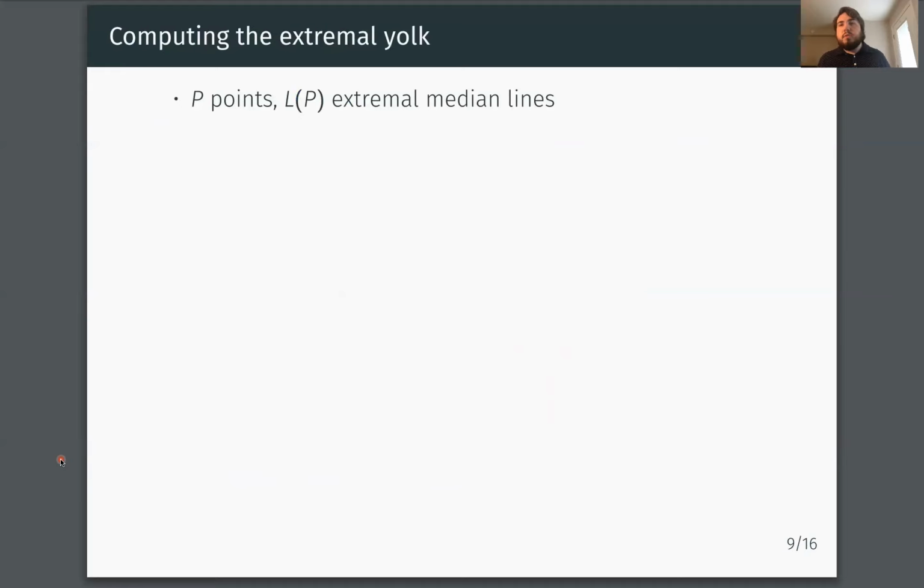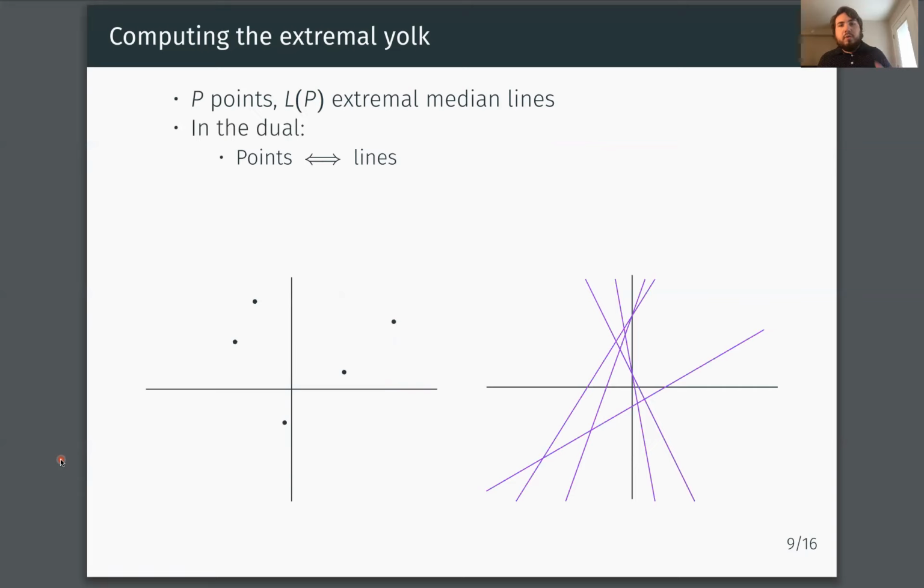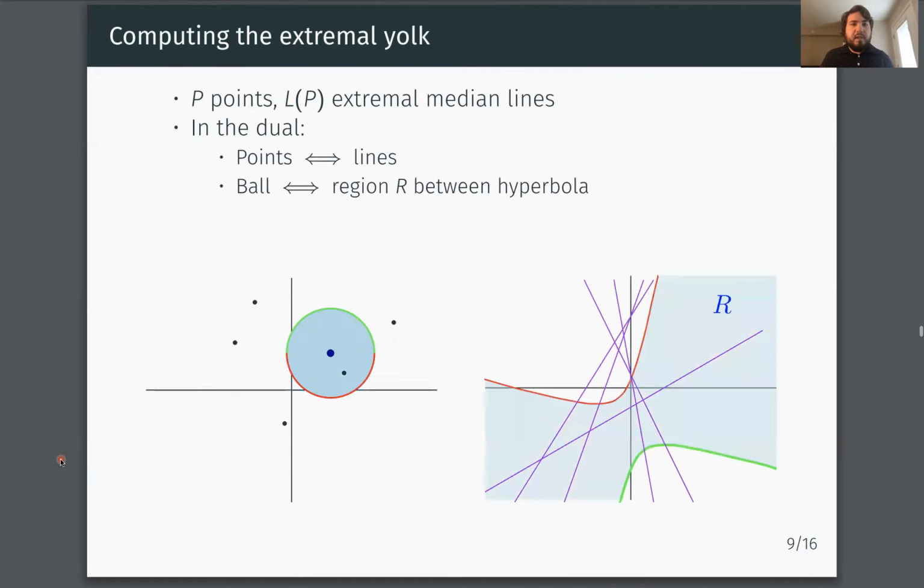So back to the decision problem. Remember, we're given a set of points P and a candidate ball, and we'd like to decide if the ball intersects all median lines induced by the points of P. The algorithm is actually going to work in the dual. Using duality, on the left I'm drawing the primal space, and on the right I'm drawing the dual space. Points in the primal go to lines in the dual. A ball in the primal corresponds to this region R in the dual, which is the region enclosed between two branches of a hyperbola.